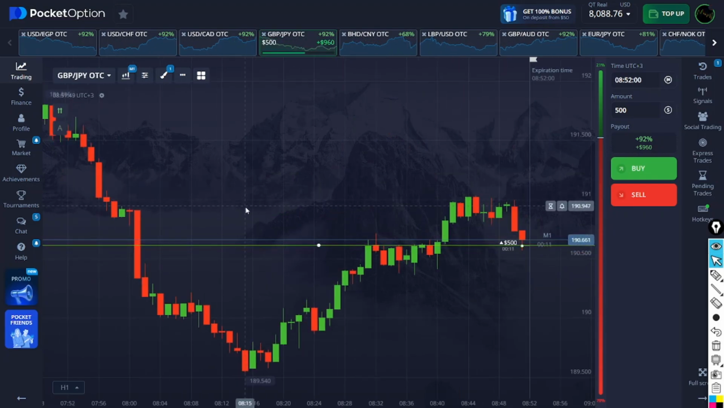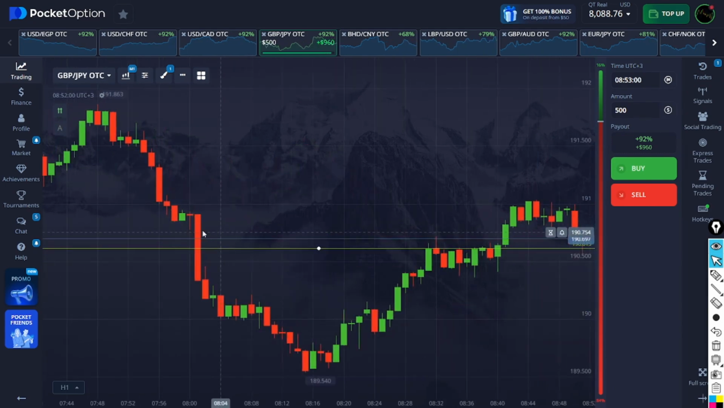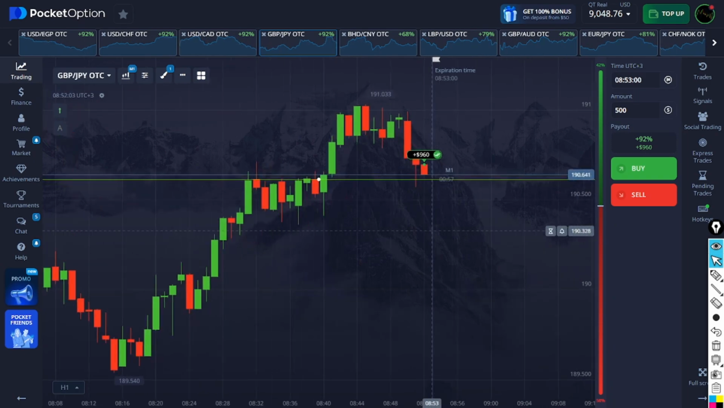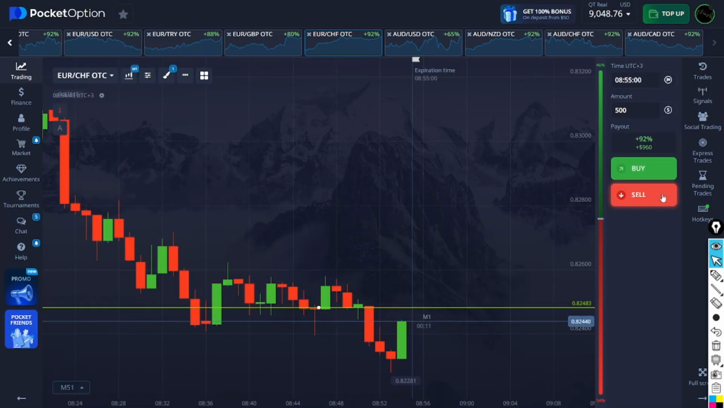This resistance area right here is not that strong, so I'm not worried about it. I think the market will break it easily. So it's not a strong one. Okay, that was a win. Our demand area rejected nicely.